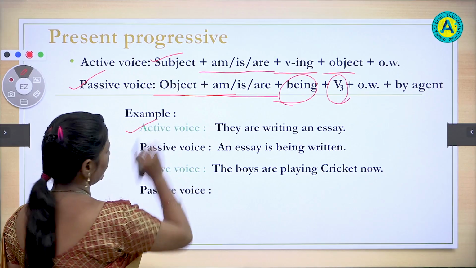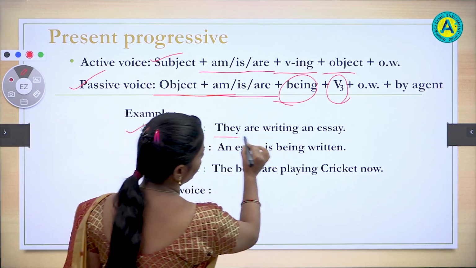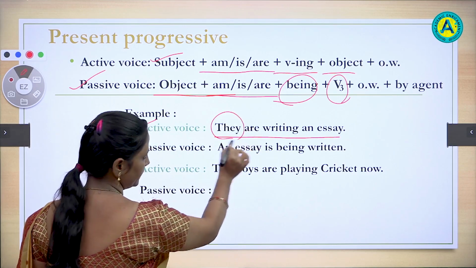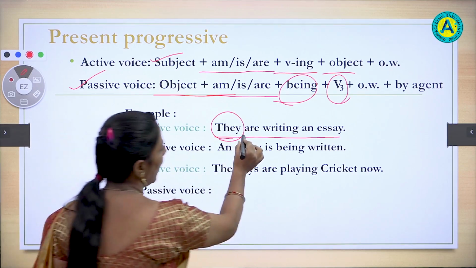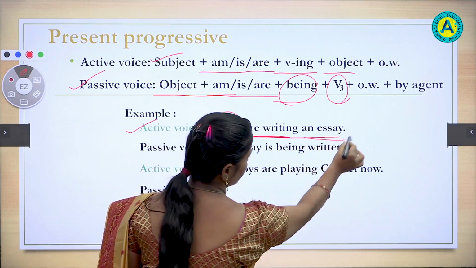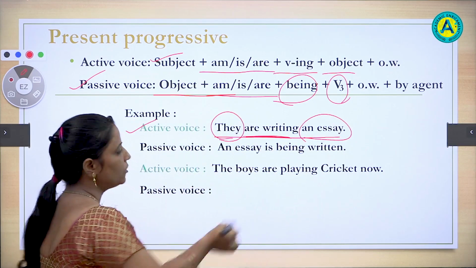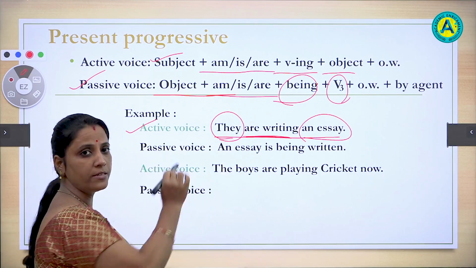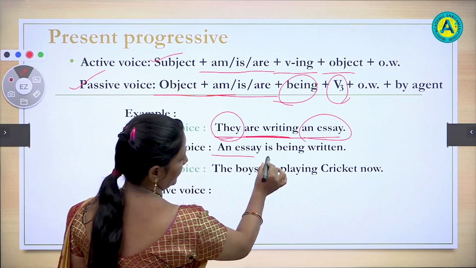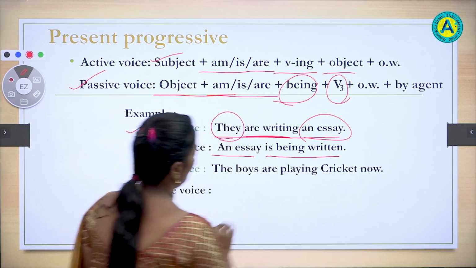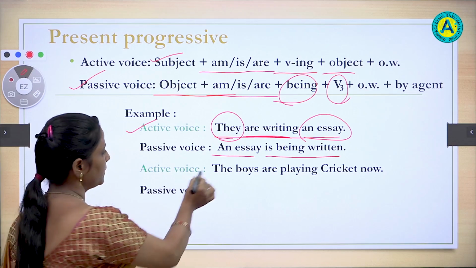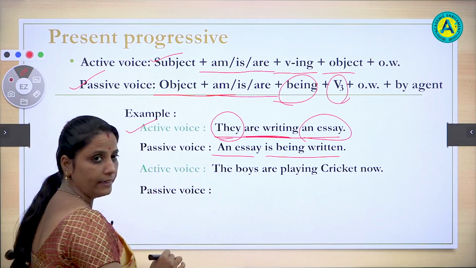Okay, in active voice: they are writing an essay. Here they is the subject, are writing is the verb and an essay is the object. So what is the passive voice of this sentence? Yes, an essay is being written. Then who will say the answer of passive voice of this sentence?